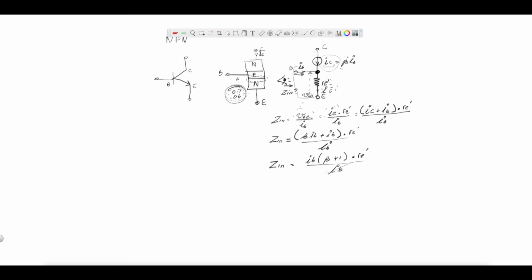Can we simplify this by removing IB from the numerator and denominator? Absolutely. So Zn will be equal to beta plus 1 times RE prime. Can we also say, since beta is going to be at a much larger order than 1, that Zn is approximately equal to beta RE prime? The answer is absolutely. So if this model leads to something like this, can we reconfigure this model into something else?